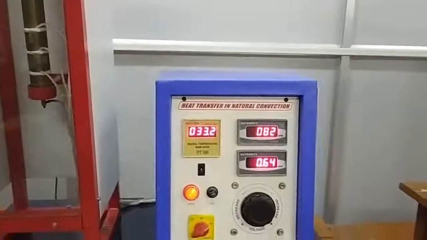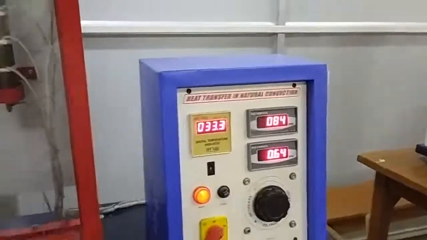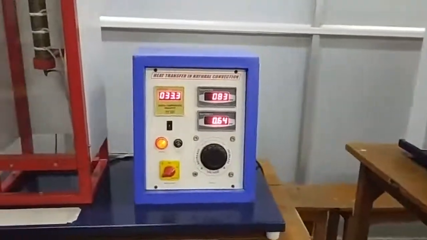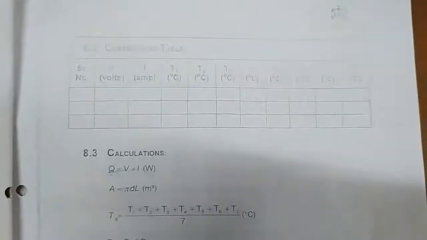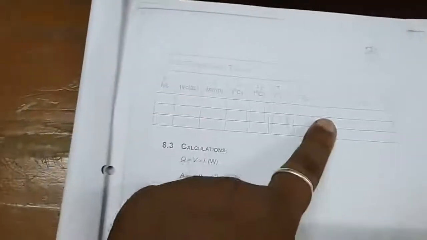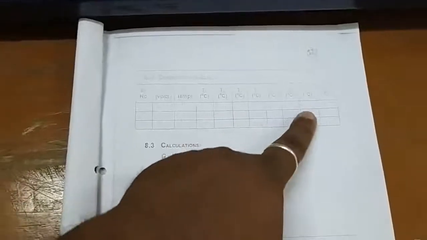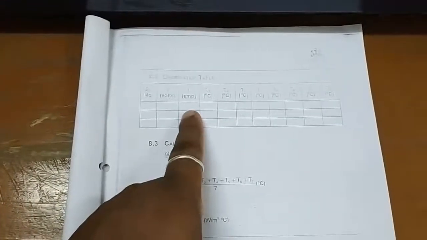After we ensure that the steady state condition is reached, we will note down all the values in the observation table. Now I will focus on the observation table. You can see here, this is the observation table. This is the volt reading, ampere reading, and this is the temperature reading. Likewise, you can set the dimmerstat to different voltages and different ampere readings will come, and you will do the same experiment at different voltage and ampere.